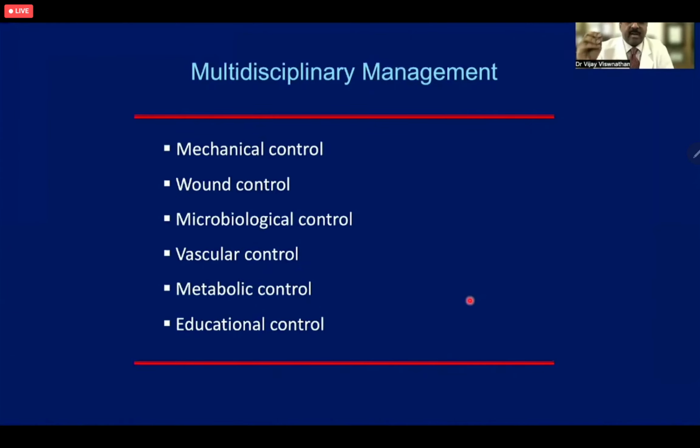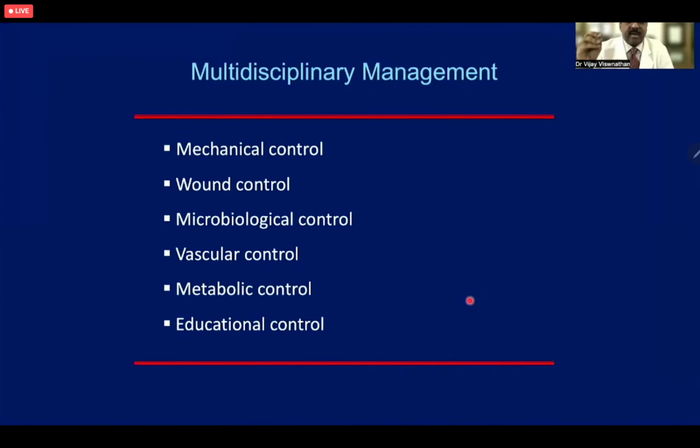Mechanical control is where you offload the pressure from the area where the ulcer is. Wound control is applying a good wound dressing, which the patient finds convenient to use at home. He doesn't have to come to the hospital every day to change the dressing. Microbiological control is done when the patient is in the hospital.